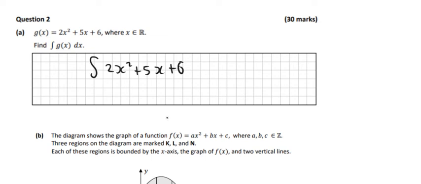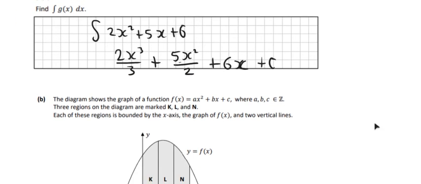So we raise the power of the x here, so that'll become a 3, and then we divide by 3 as well. So 2x cubed over 3 plus, raise the power of the x here will become 5x squared over 2, and we divide by what the power goes to, and then plus 6x, and then there's always going to be plus c at the end for the constant. So that's the answer to the first part.